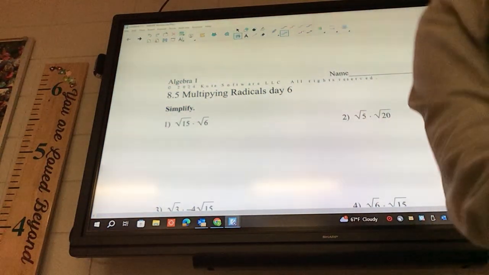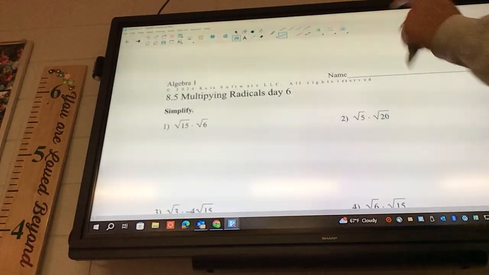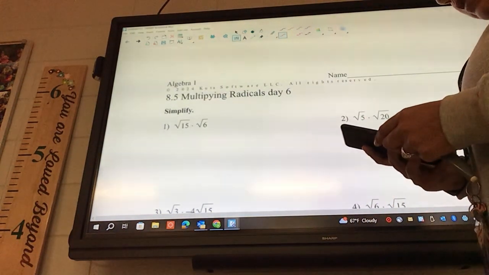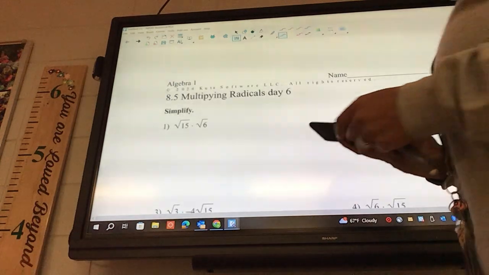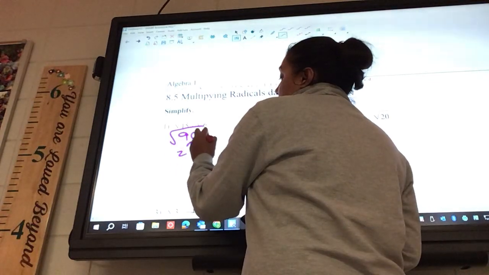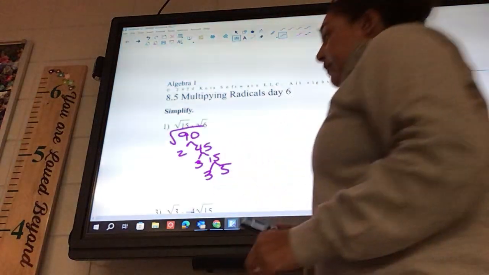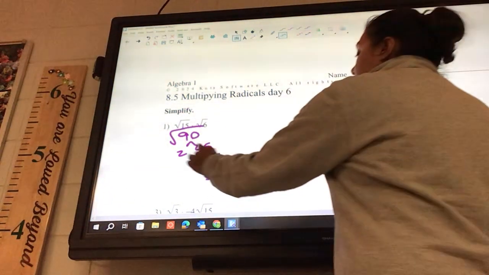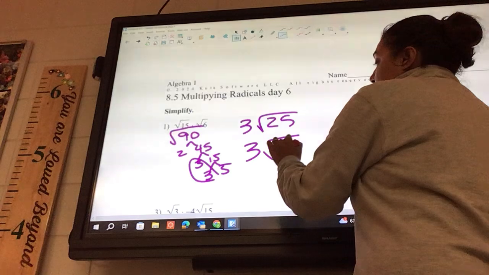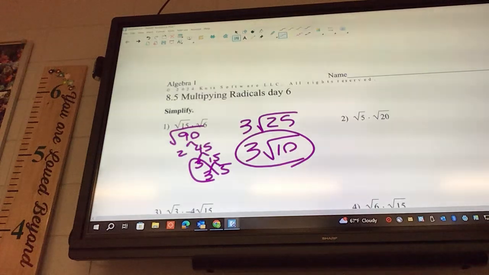So the very first one is just the same as what you did on Monday. If the index is the same, then you can multiply the insides of the radical. So 15 times 6, because both indexes have a 2. So it's going to be 90. Okay, so you got 2 and 45, 3, 15, 3, 5. The 3's can go, and the 2 and the 5 have to stay. So it's going to be 3 square root 10. That's what we did on Monday. That's all just a review.